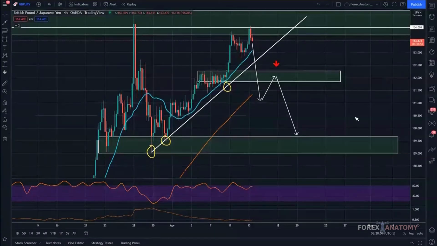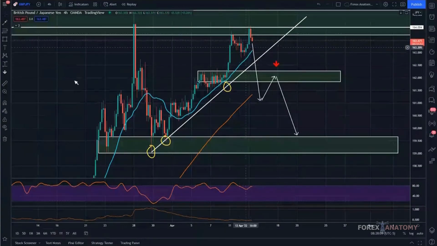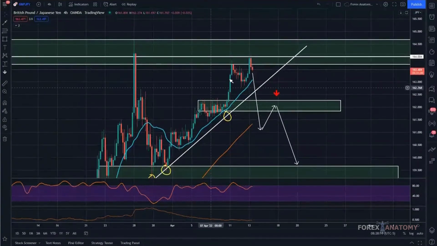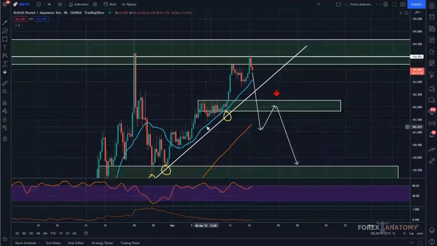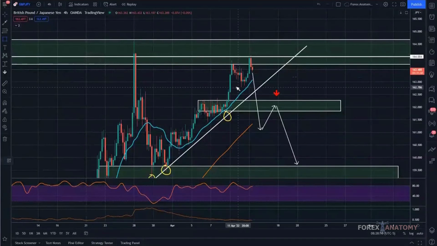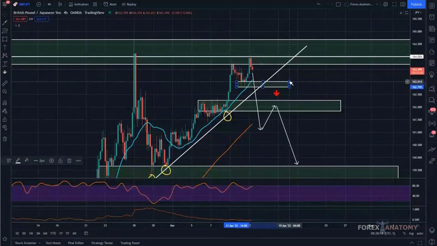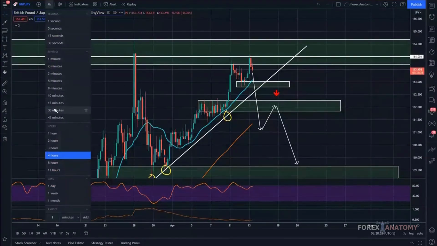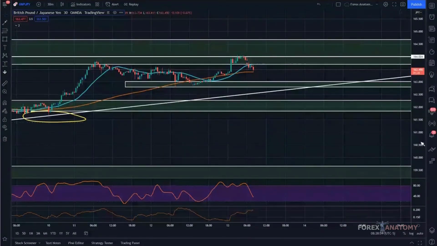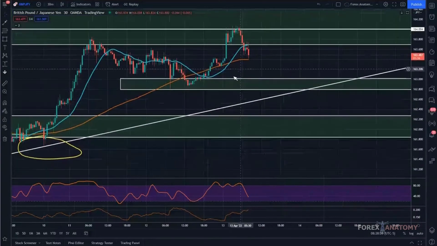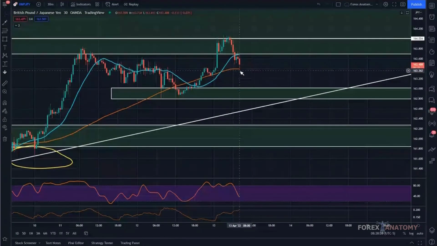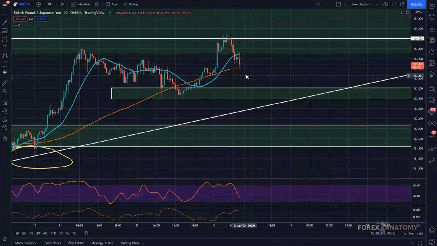Well, we don't know, but I guess what we could do is drop down to a smaller time frame and see if that is the case. But let me first mark this structure, and let's drop down to, let's do the 30-minute. Okay, so right now we're looking at the 30-minute, and price is pushing to the downside.